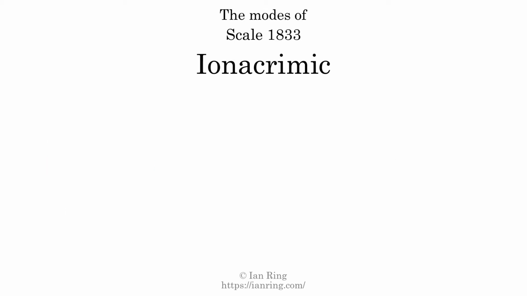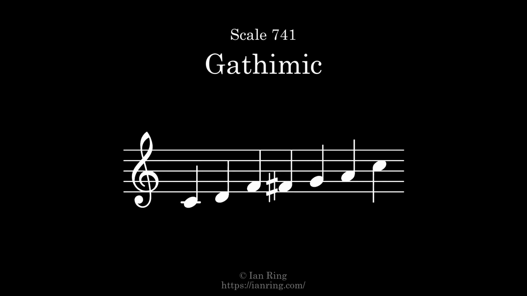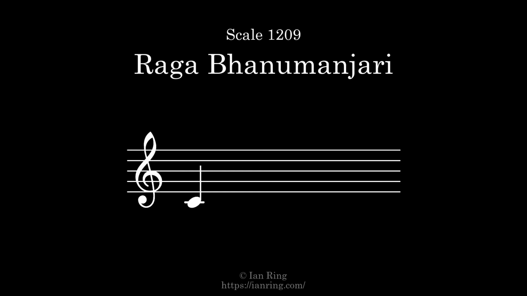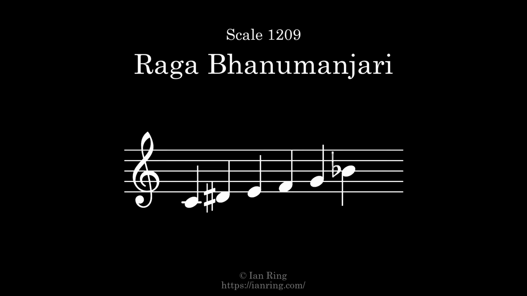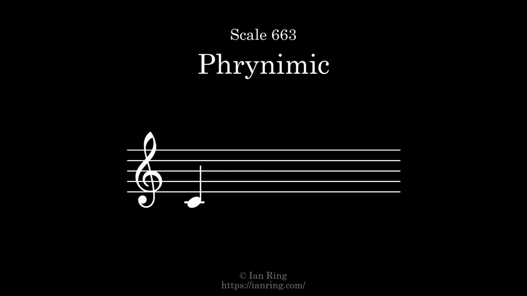This scale has 6 modes. The first mode is itself. The second mode is scale 741, also known as Ionacrimic. It sounds like this. The third mode is scale 1209, also known as Ragabanumanjari. It sounds like this. The fourth mode is scale 663, also known as phronemic. It sounds like this.